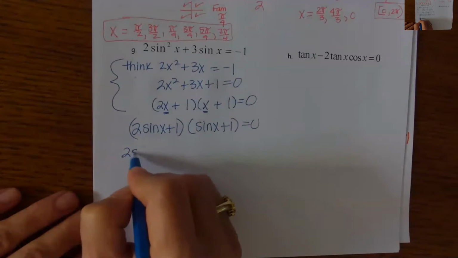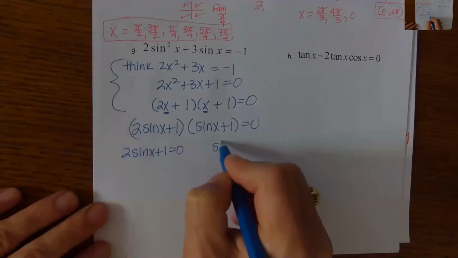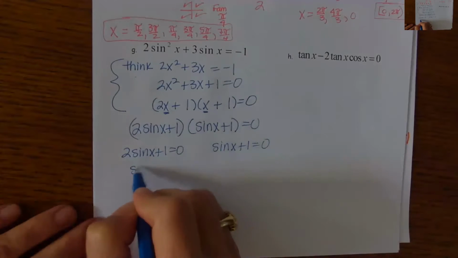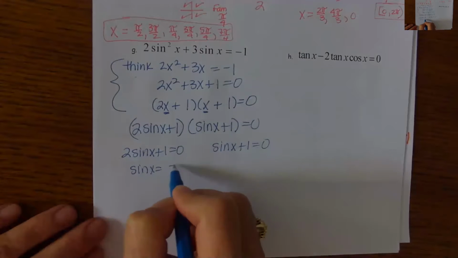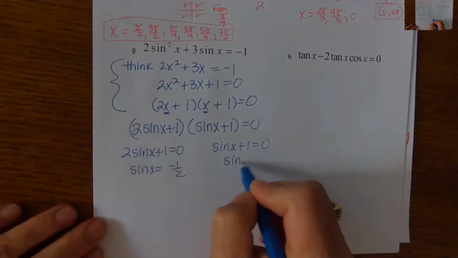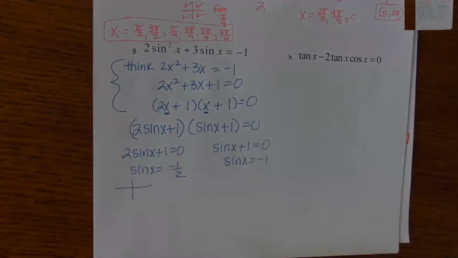So now 2 sine x plus 1 equals 0. Sine x plus 1 equals 0. So now sine x equals negative 1/2, right? We'll move the 1, divide by 2. Sine x equals negative 1/2. So where does a negative sine live? He lives here and here.